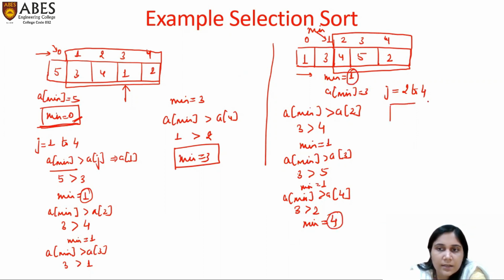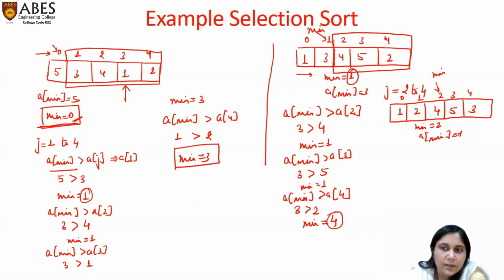So it means there is a change in the value. So what I'm going to do, I am just going to swap these values. So 4, 5 and 3, as you can see from here. Right? Now again, if you see, I have sorted till here, now my minimum will be this value. So my minimum will become 2. A of min will become 4.